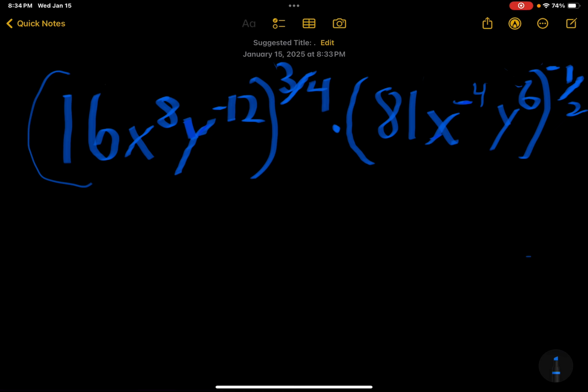All right, so we're first gonna start off distributing this 3 over 4, this power raised to 3 over 4. We're gonna distribute it here, here, and here. So we got 16 raised to the 3/4 power, and we got x. And we're multiplying this 8 times 3 over 4. So 8 times 3 is 24.